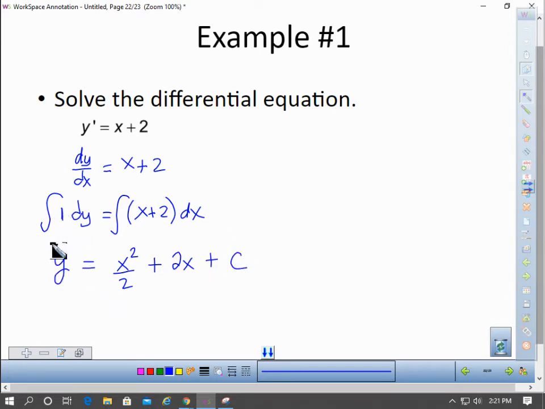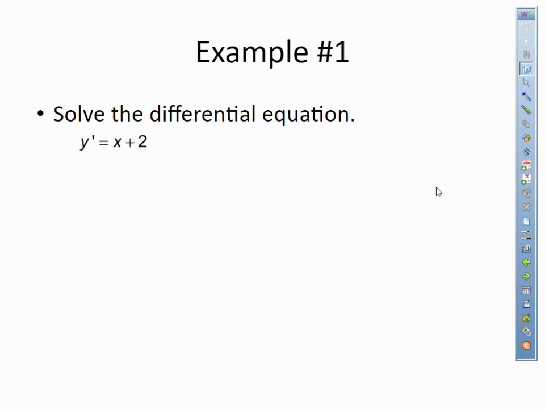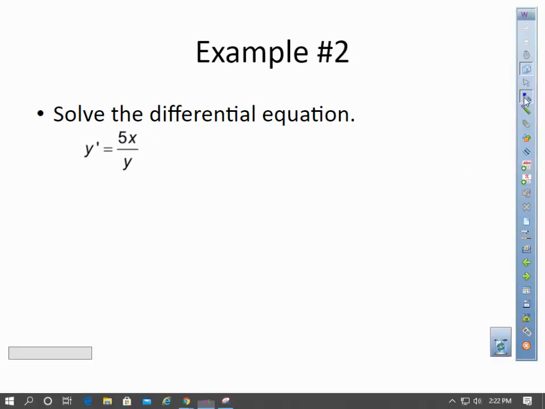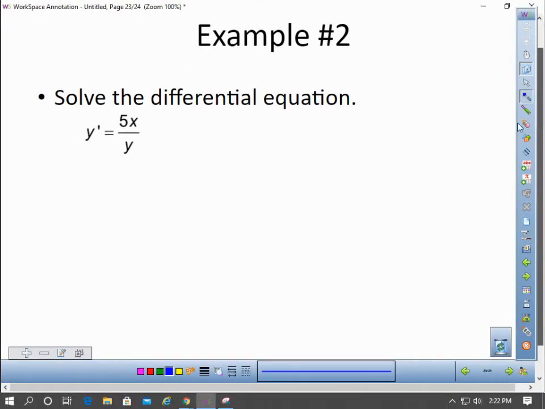You don't need the plus c on the left side because you're just going to put a plus c on the right, which will represent both of your plus c's. And so then there's your equation. You've got y equals x squared over 2 plus 2x plus c. You've solved the differential equation. Next one, number 2, just rolling right along. Solve the differential equation. So again, I'm going to replace the y prime with dy/dx.